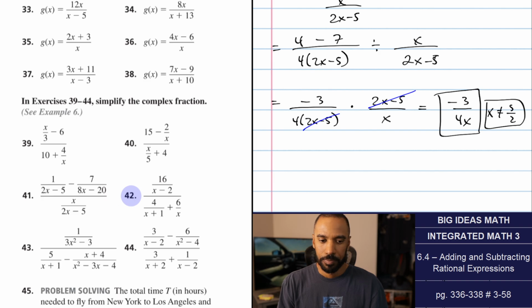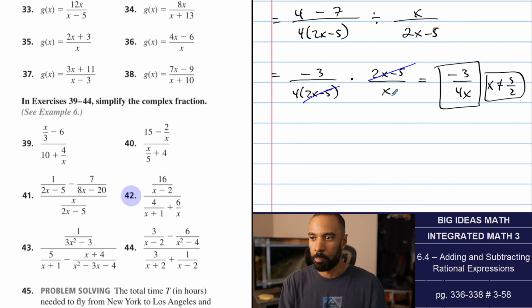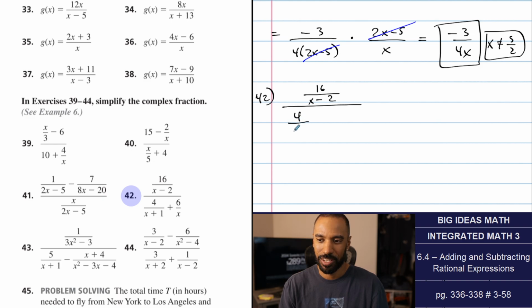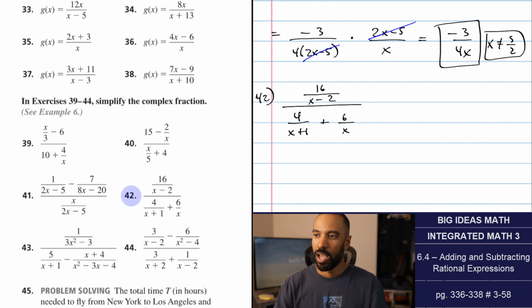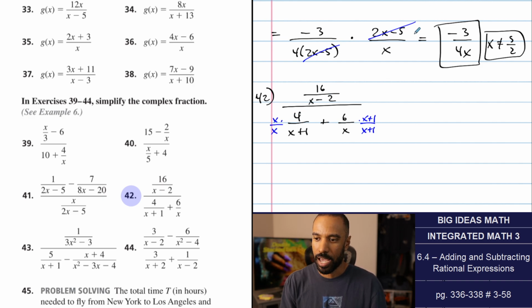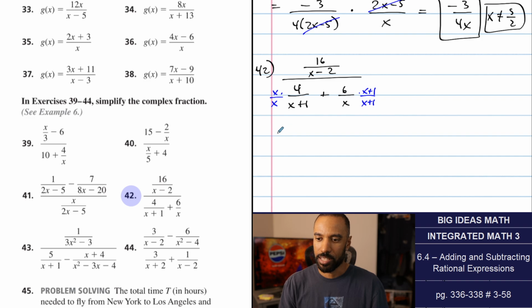Number 42 now has the denominator, the bottom set of complex fraction things, needing treatment, whereas the top is good. It's all good. So 16 over x minus 2. Unfortunately, I'm ignoring the lines on my binder paper here. I don't know how to write this best. Should I write it super big or super small or somewhere in between? This needs a whole x plus 1 makeover, and this needs a whole x makeover, while we kind of treat the rest as is. So I got 16 over x minus 2. That hasn't changed.